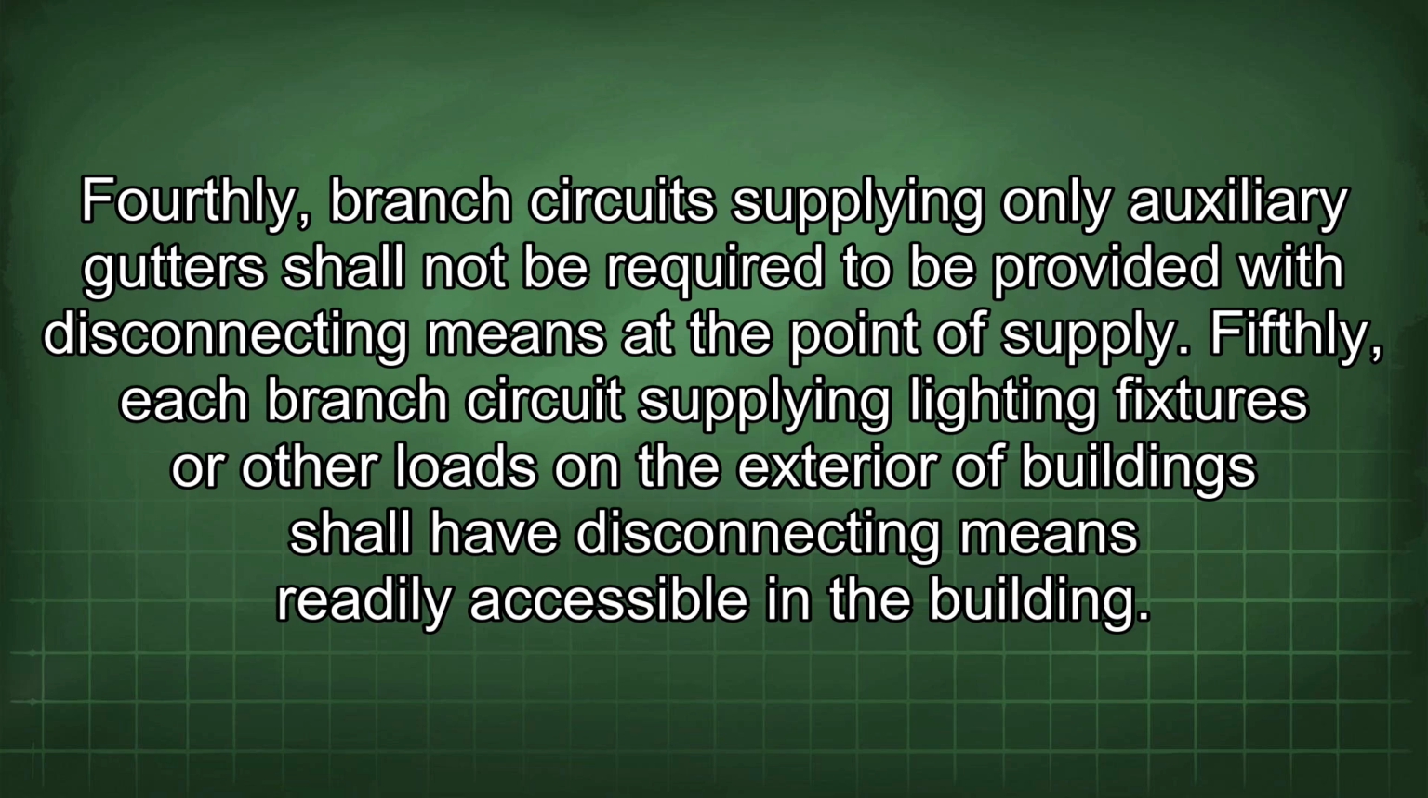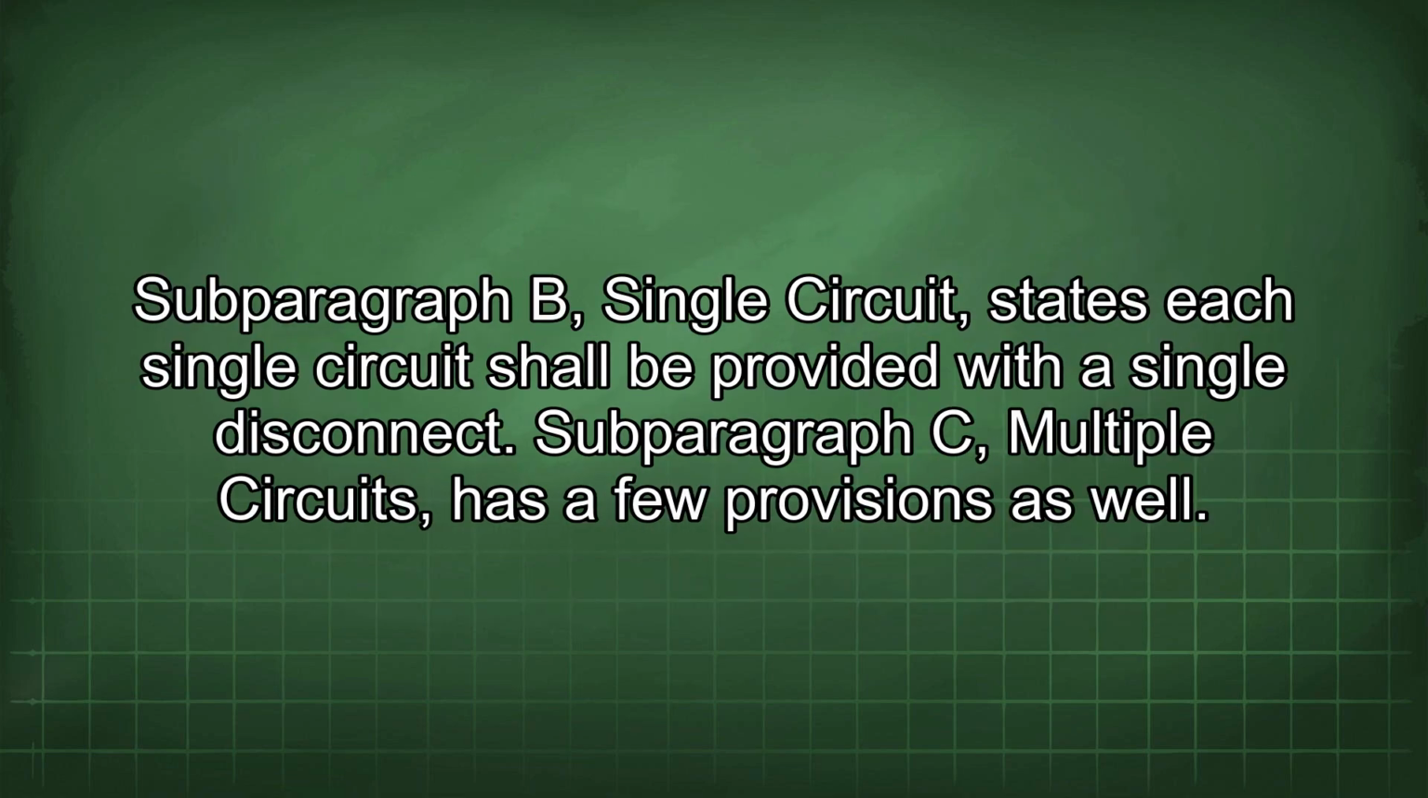Fourthly, branch circuits supplying only auxiliary gutters shall not be required to be provided with disconnecting means at the point of supply. Fifthly, each branch circuit supplying lighting fixtures or other loads on the exterior of buildings shall have disconnecting means readily accessible in the building. Subparagraph B, single circuit, states each single circuit shall be provided with a single disconnect. Subparagraph C, multiple circuits, has a few provisions as well.